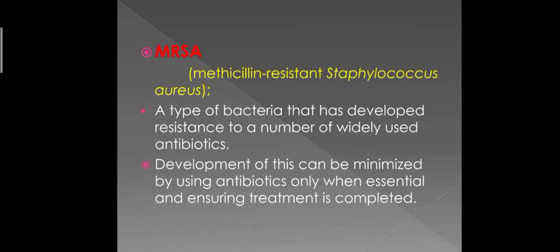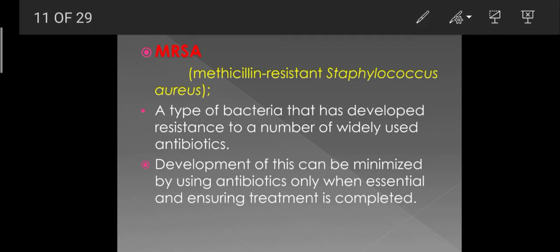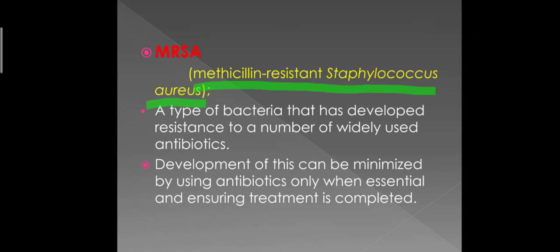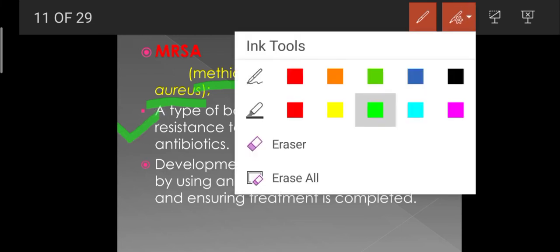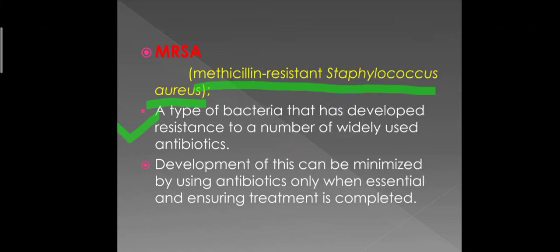What is MRSA? MRSA is known as methicillin-resistant Staphylococcus aureus. It is a type of bacteria that has developed resistance to a number of widely used antibiotics. Development of this can be minimized by using antibiotics only when essential and ensuring that treatment is completed.